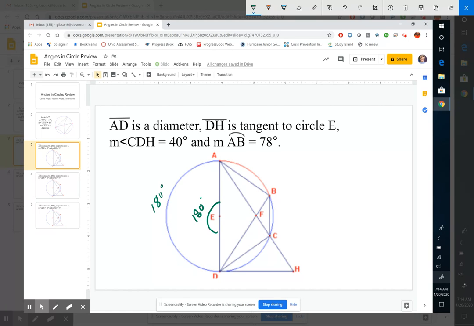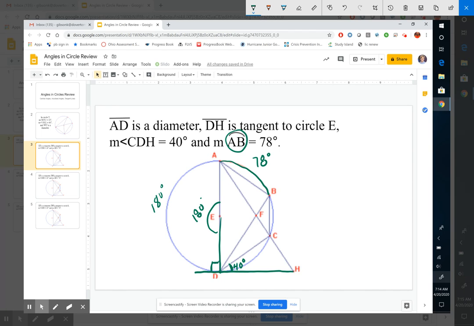All right. DH is tangent to circle E. This was our new thing, that this line, if it only hits once right there and it's tangent, then guaranteed this is going to be a 90-degree angle. Okay? All right, so that's something to keep in mind. Now let's label CDH. So this angle is 40 degrees. And arc, see it says arc AB. So this red one right here is 78 degrees. Okay, that's it.